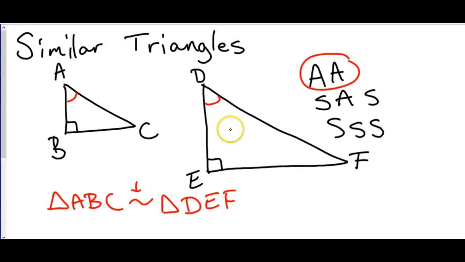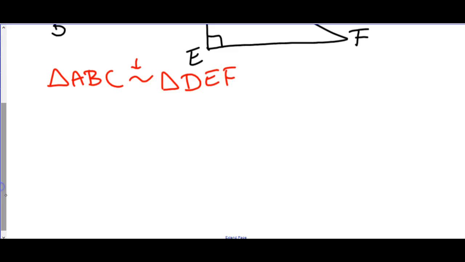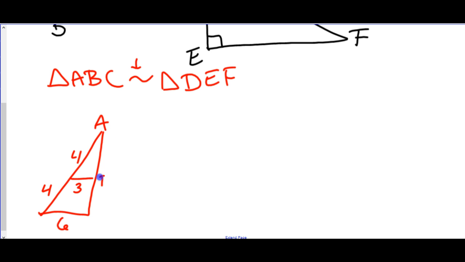It's nice enough and easy enough when they're separated, but sometimes they're going to give you triangles that are not separated but really are two triangles. So let's say this is our triangle. Now there's actually two triangles here. The big outer triangle, triangle ADC, and the small inner triangle, triangle AEB.